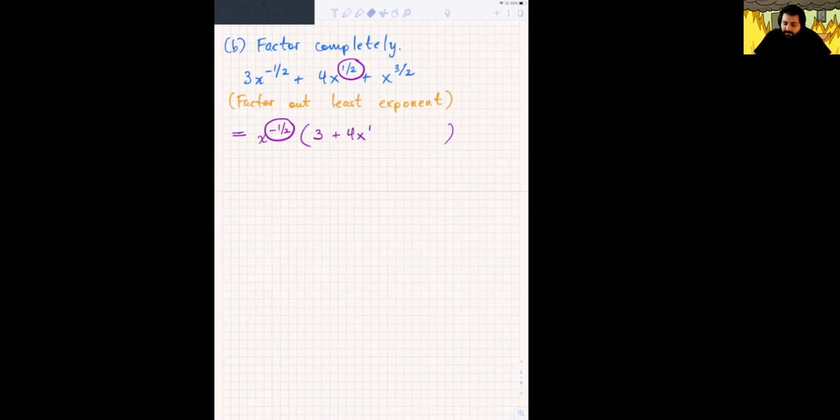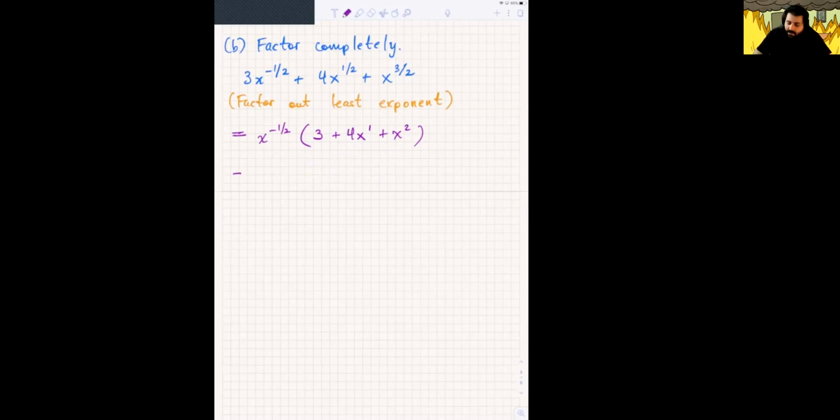And then what happens when I factor out x to the negative 1/2 from the third term? What am I left with? x squared, right? Again, you subtract the exponent. So 3/2 minus a negative 1/2 gives me a 2. And as a sanity check, if you're not sure about that, you can always distribute the x to the negative 1/2 back in and see if you get back the original, because I think that's a more familiar rule to a lot of people: adding the exponents.